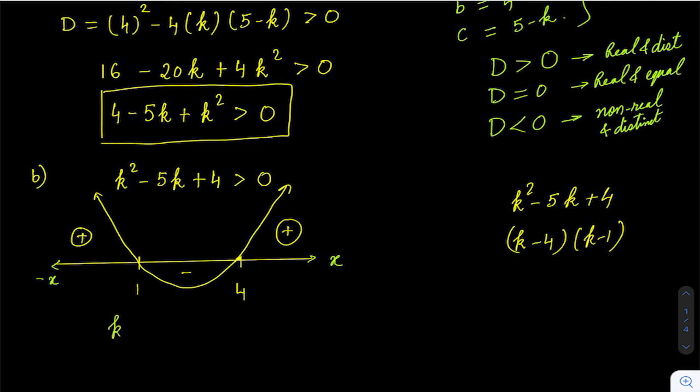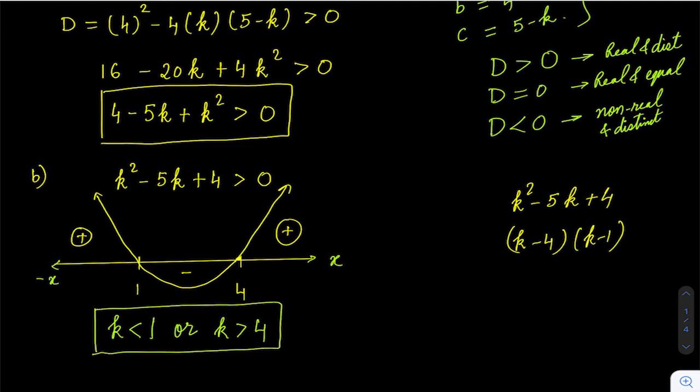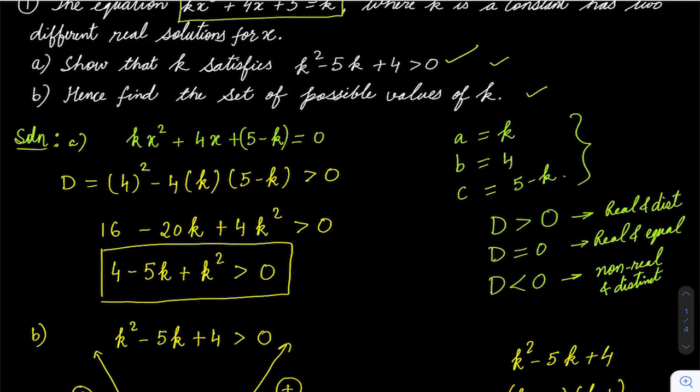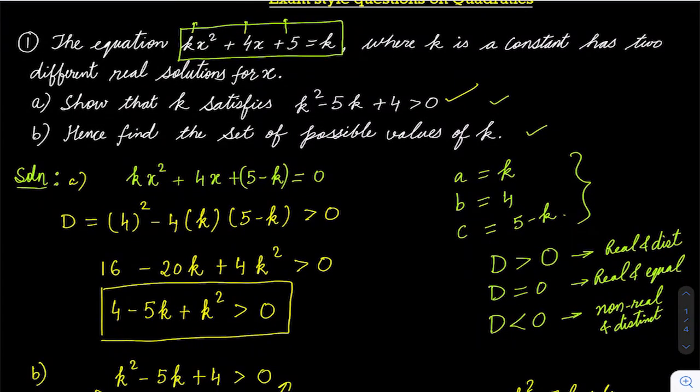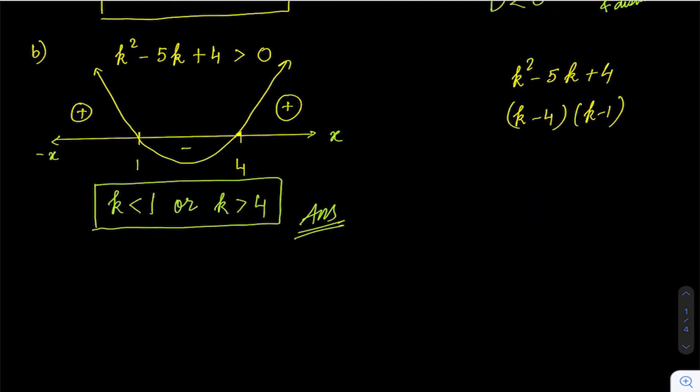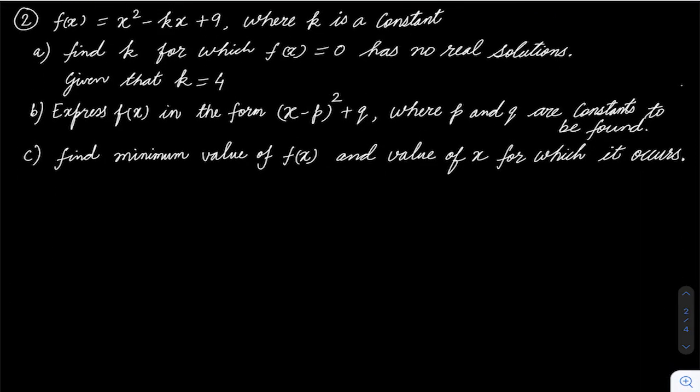Okay, so what is my answer? Either k is less than 1 or k is greater than 4. So this is my answer. These are the set of values of k for which this quadratic will have two real and distinct solutions. Okay, so let's move on to the next question.